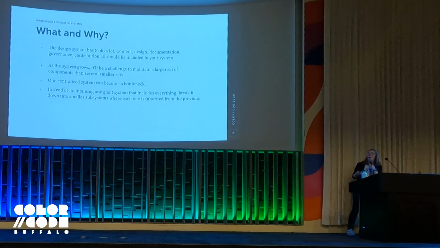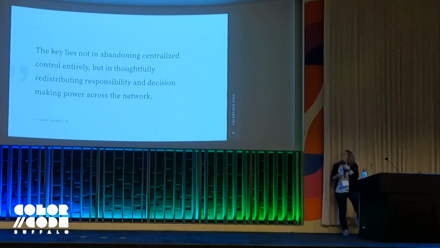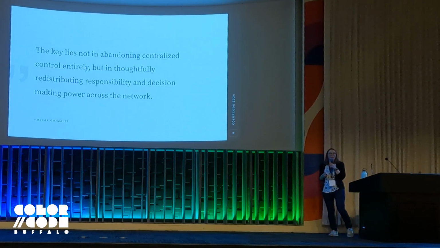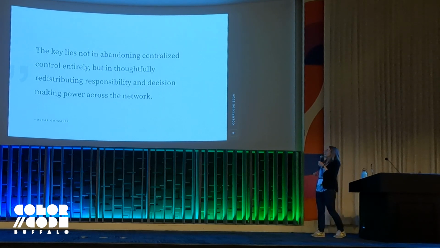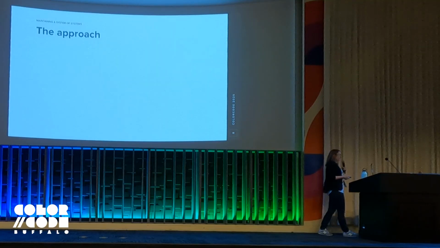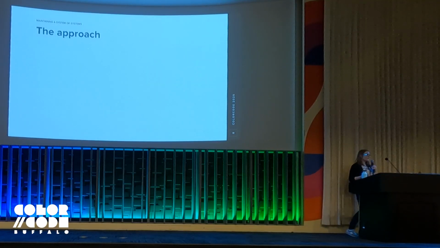So what if we didn't have one large system, but a subset of smaller systems that make up the whole? This approach has been called decentralization and can help distribute ownership across teams. This is a great quote from Oscar Gonzalez, who wrote an article on decentralizing design systems. He says the key lies not in abandoning centralized control entirely, but in thoughtfully redistributing responsibility and decision-making power across the network. So basically, we're taking one large system and breaking it down into smaller chunks.